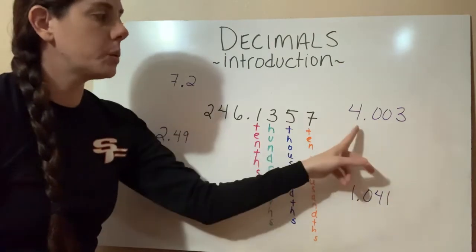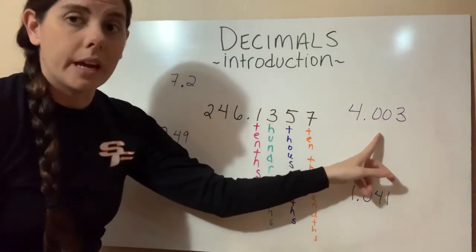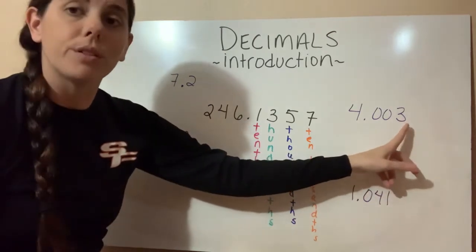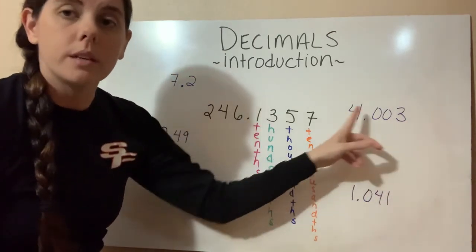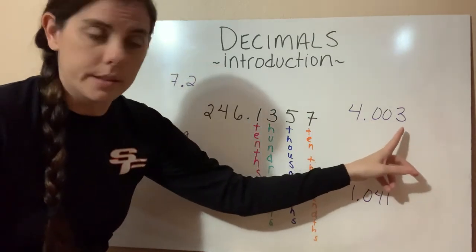If we look over at this one, we have 4 and we don't have anything in our tenths or our hundredths, but we do have a 3 in our thousandths. So we would read this as 4 and 3/1000ths.